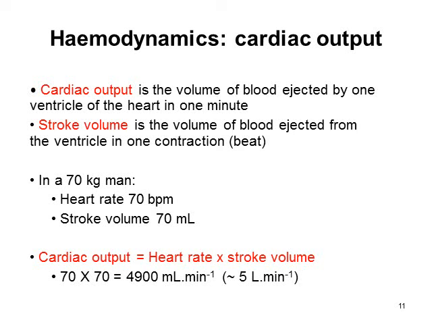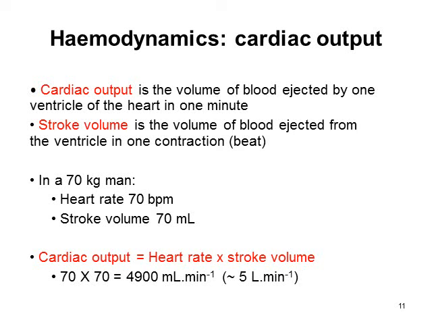After discussing the way the blood flows around our body, it's sensible to come back up to the heart and discuss some of the terms that we use when we refer to cardiac output. Cardiac output is defined as the volume of blood ejected by one ventricle of the heart in 1 minute. Stroke volume is the volume of blood ejected from the ventricle in one contraction, so 1 heartbeat.